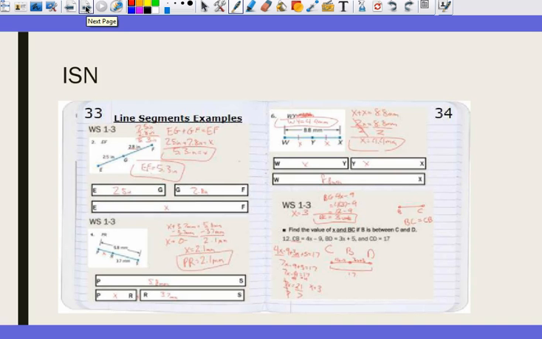Inside their ISNs, they should have 4 problems. 1, 2, 3, 4. What if they're absent for that day? Then you're excused from that. Don't count it towards your grade.